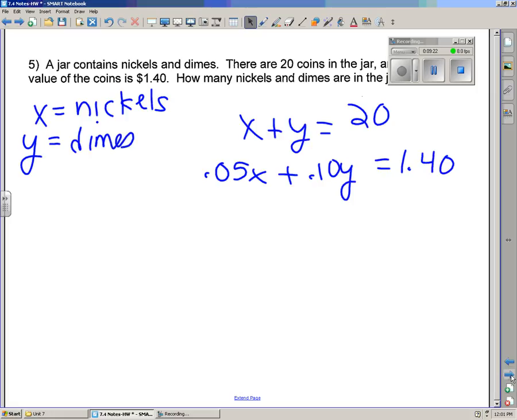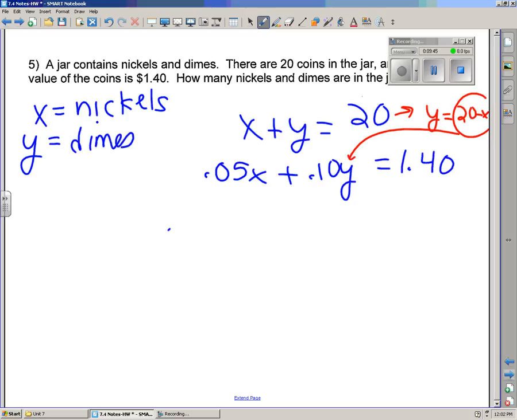You can choose to solve this by substitution or by elimination. I think in this case I'm going to do it by substitution. I think we've done more eliminations. So let's solve this thing for y. So y would be equal to 20 minus x. And I'm going to plug this in for y.